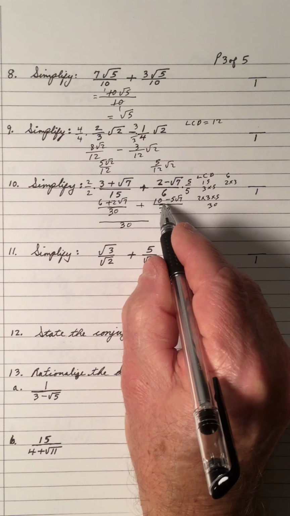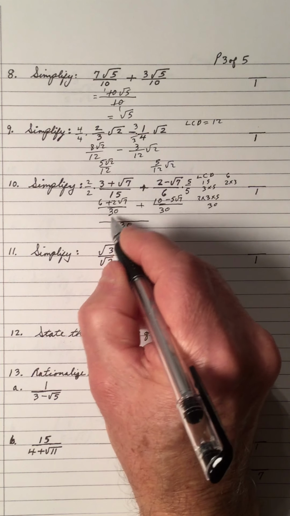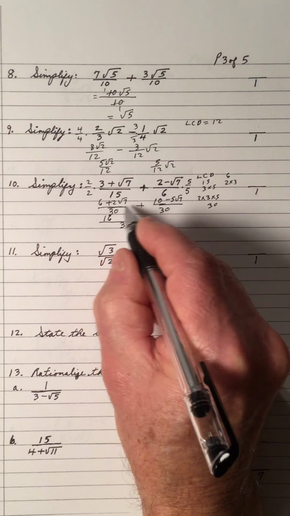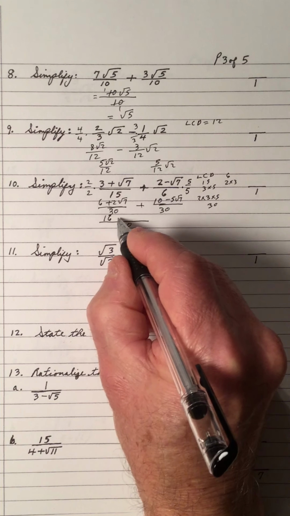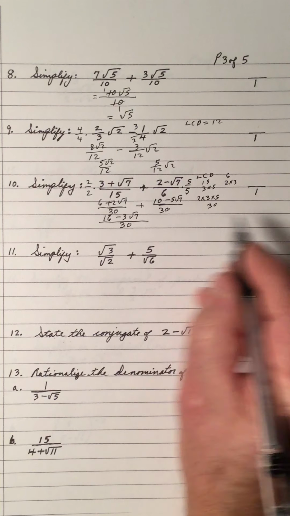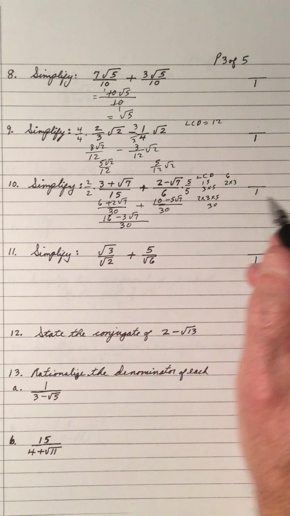And you add these. Now, rather than write all this down again, I'm just going to add 6 and 10 to get 16. And 2 subtract 5 is a negative 3 root 7. Because what I'm doing, I'm adding these together. And when you add, you don't have to change the sign, so it's easy to do.